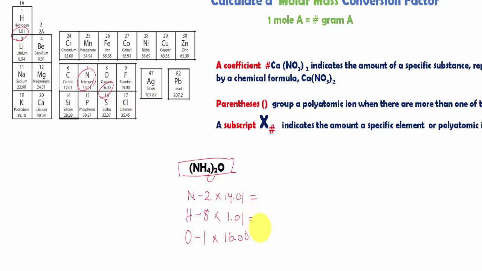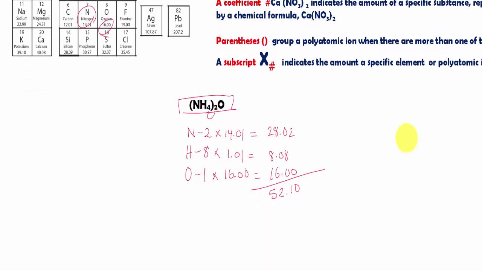And we use our calculator to multiply it. We have 28.02. We have 8.08. Then we have 16.00. And we add them all together. We have 52.10. And to express this as a molar mass, we have 1 mole of this substance equal to 52.10 grams of this substance.